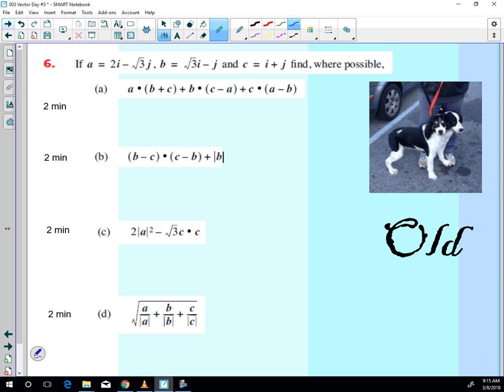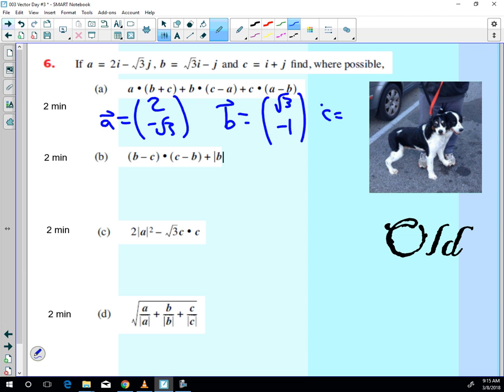Yeah. Let's just try one of these. I think we should try, let's try B here. If you can do B, all these other ones will fall into place. It says B minus C dot C minus B plus the magnitude of B. So before we go any further, I think we are going to represent these as column vectors. So would you do that, please? Square root of 3, negative 1. C is 1, 1. Okay?